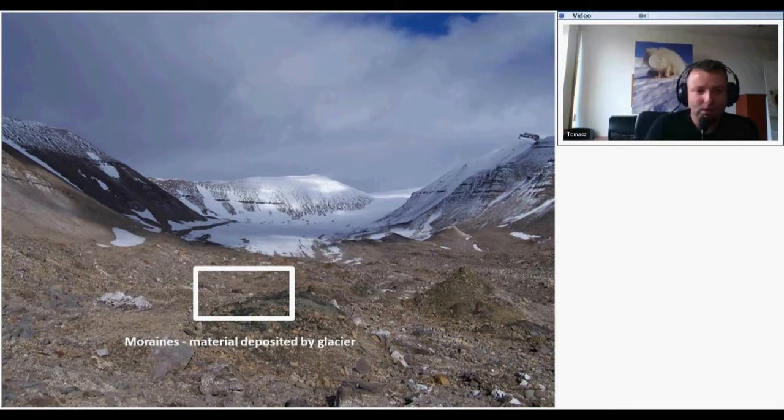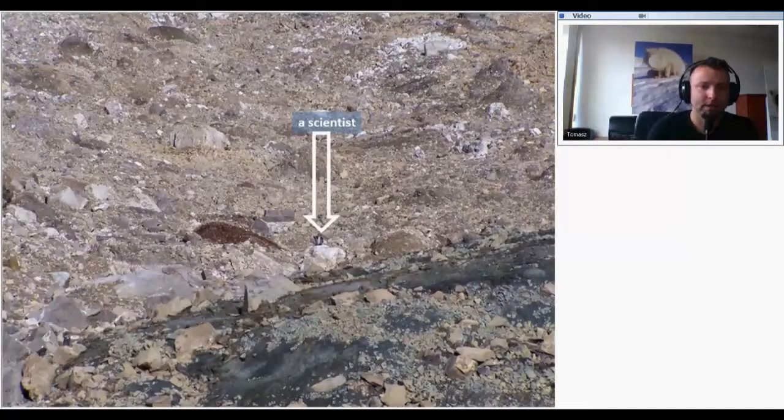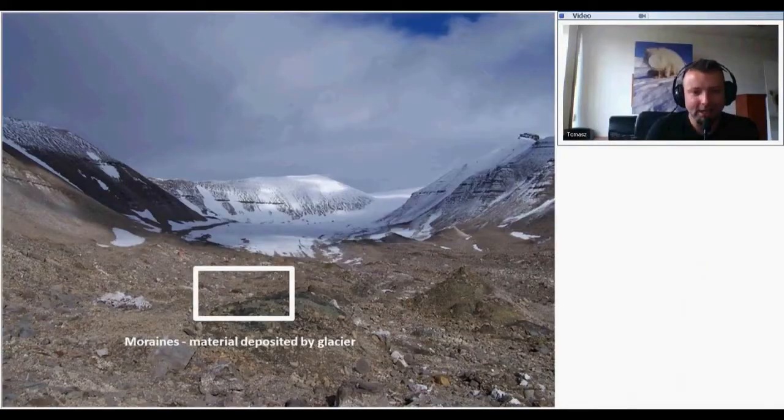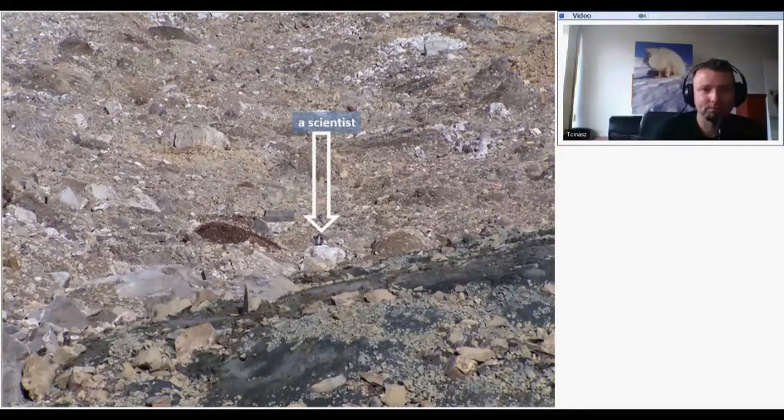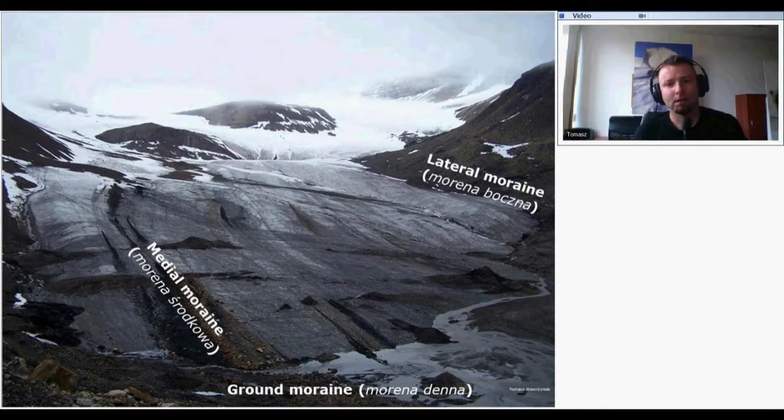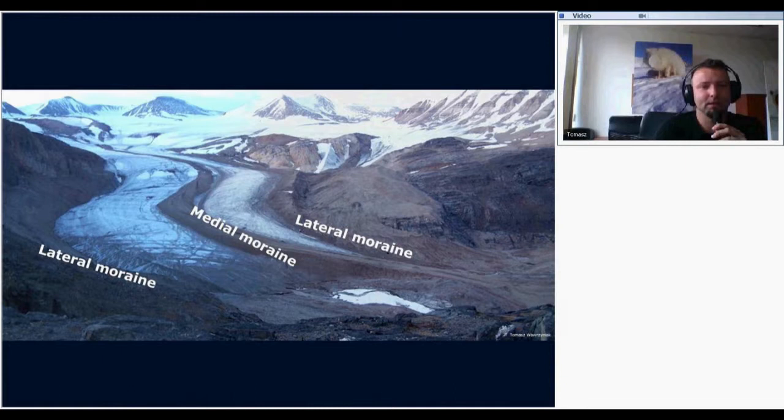Here is an example of material deposited by glaciers, so as I mentioned, moraine. Oh yeah, just for giving the scale, look at this area here. Here I zoom in just to show you my colleague for the scale. So it can be lots of rocks and different sediments laid down by glacier. And here are different moraines on sides.